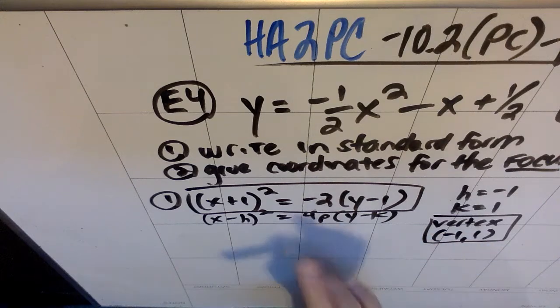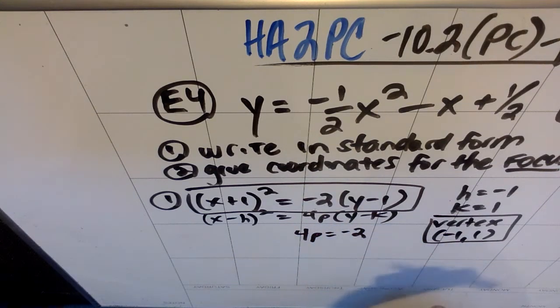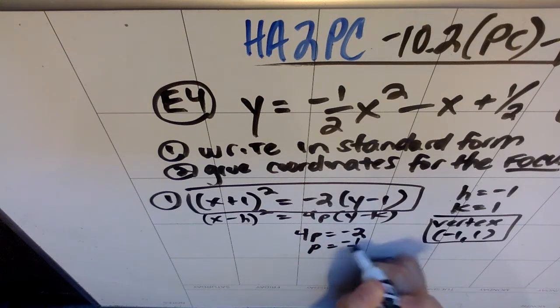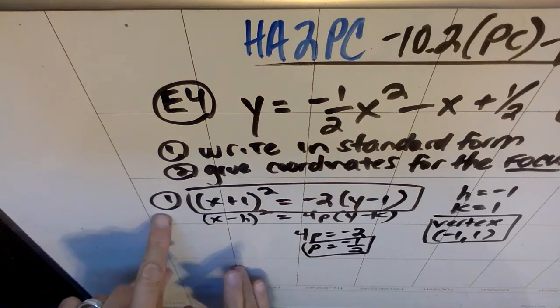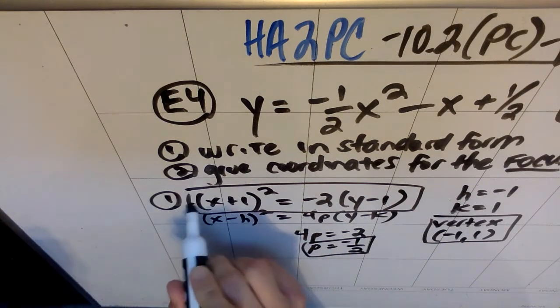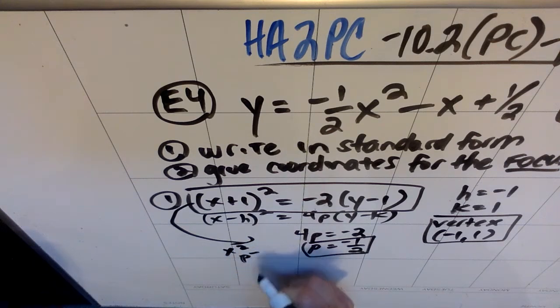Other things I know. I can figure out what p is, right? 4p is apparently a negative 2, so p must be a negative 1/2, right? I know that because this is an x squared, it must open down, right? So since this is an x squared, if you have an x squared and a p that's negative, that must mean that this looks like a frown, right?